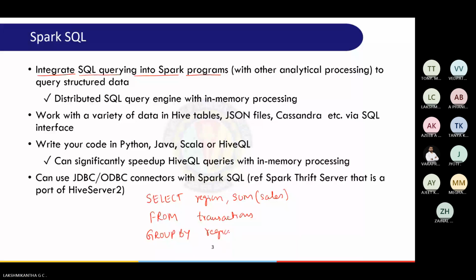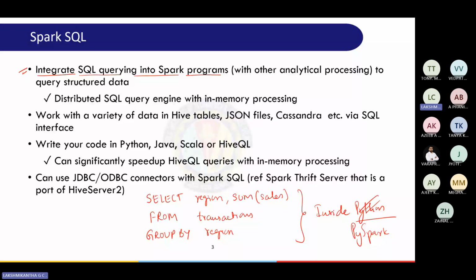Guys, this code I can write inside Python. We will call it PySpark, guys. So instead of writing Python, let me write it as PySpark. This kind of code I can write inside PySpark. That's why I have explained this point here, guys: integrate SQL querying into Spark programs. I think every one of you understood this point.